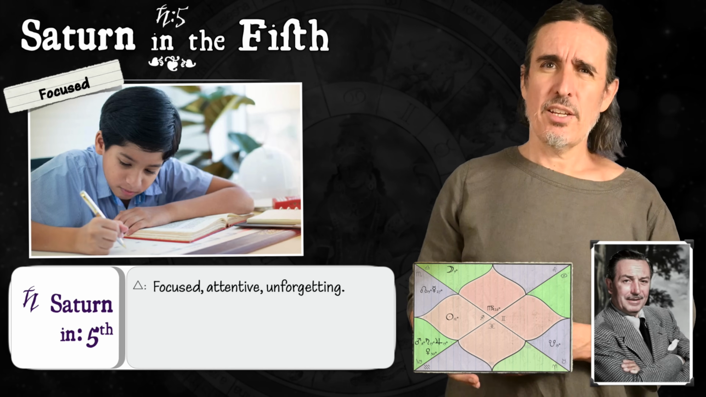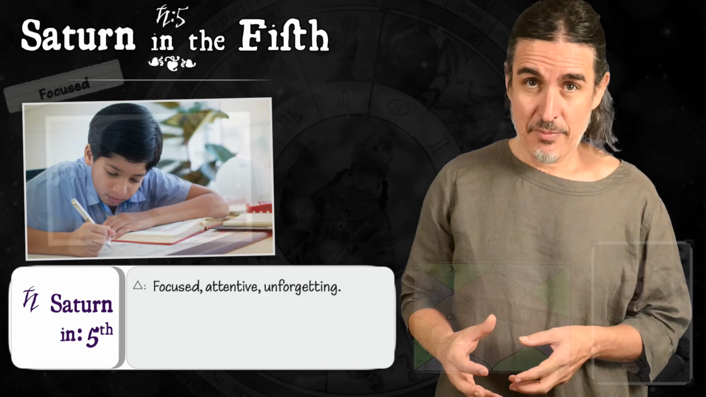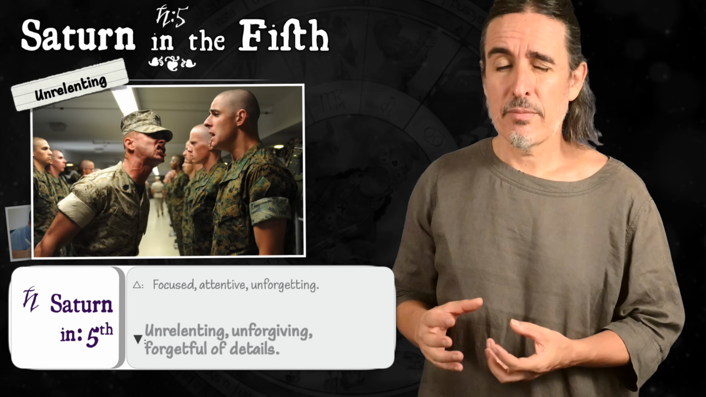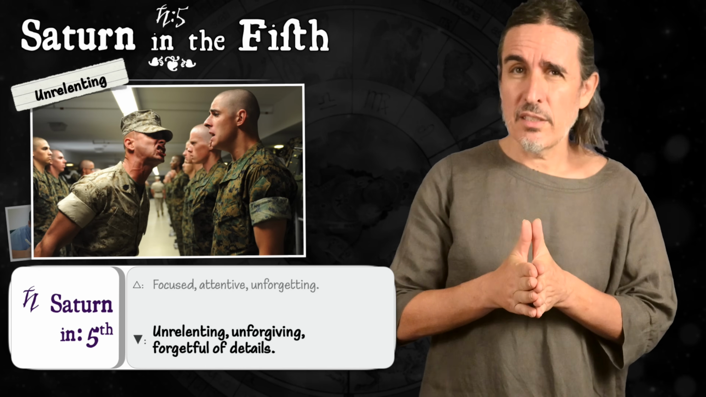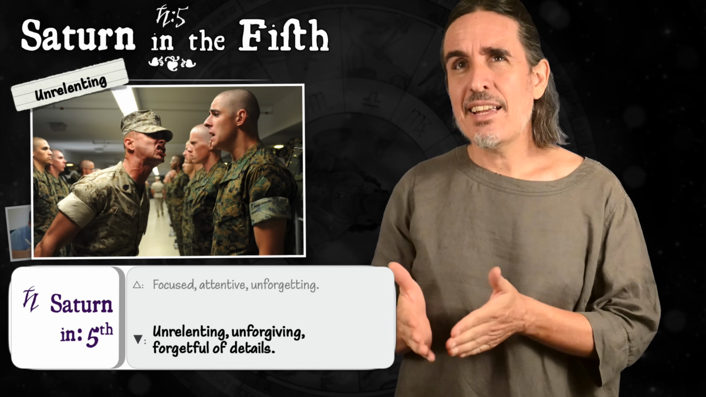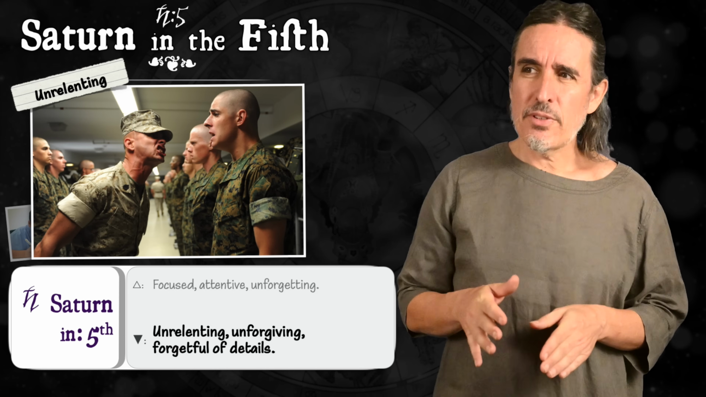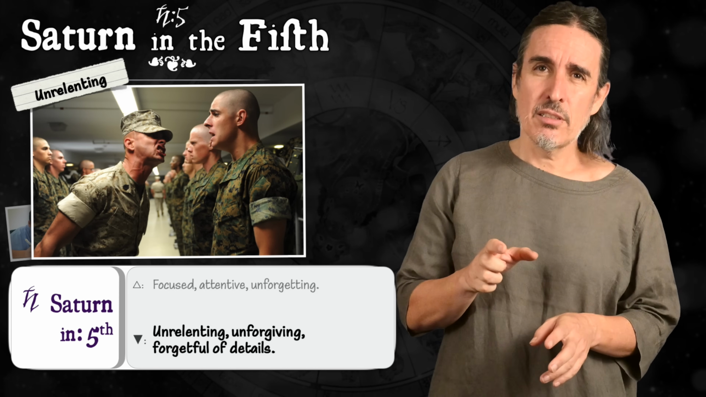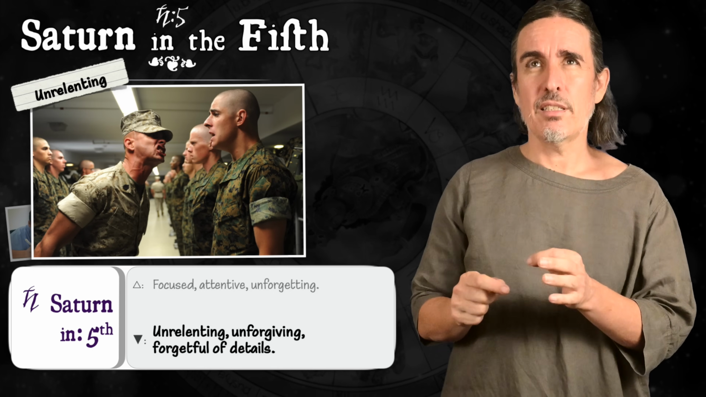The negative permutation of this same dynamic is just to be unrelenting. So you have just tenacious focus. If that's negative, it just means you're unrelenting. You don't give a break to anybody. Really unforgiving, really a stickler, harsh and pushing on every little point.